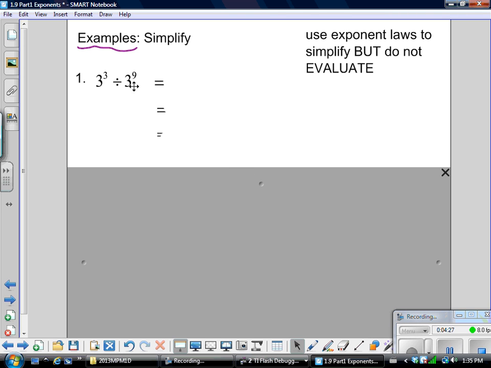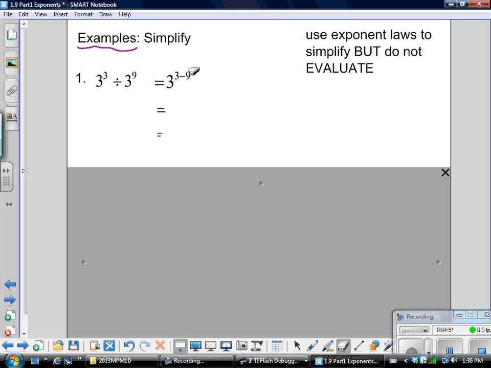So let's talk about this. I'm dividing and my bases are the same. According to the exponent laws, I'm supposed to be able to subtract those powers, so that's what I'm going to do. I've got 3 to the power of 3 minus 9. Even though I can do 3 minus 9 in my head, I'm still going to write it down because it makes it a little bit easier for my brain.